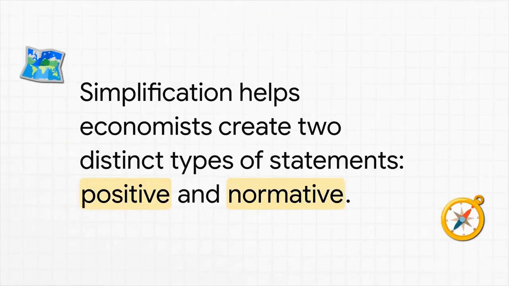And it turns out this whole method of simplification allows economists to look at the world in two totally different ways. They can create two completely distinct kinds of maps that serve two very different purposes. And honestly, this is where a lot of the confusion about economics really comes from.